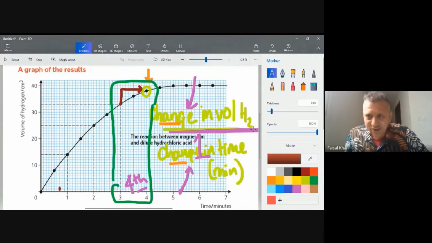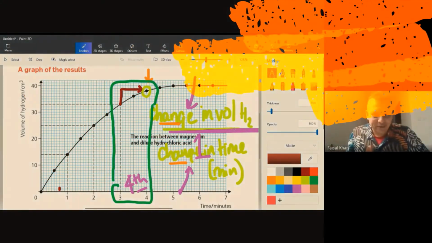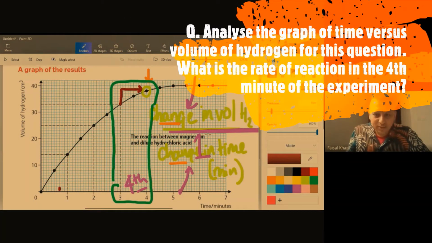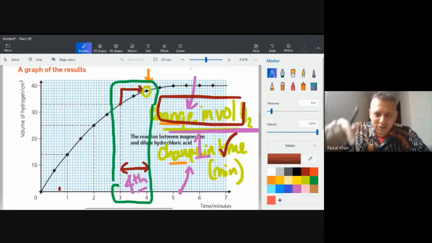The question, okay, I'll help you. The original question, look at the chat. The question is saying, what is the rate of reaction in the 4th minute of the experiment? We know that the change in time is 1 minute because that's how far apart the start and the end of this 4th minute is. So that is correct. Now what we need to do is figure out not just the change in volume of hydrogen, but the change in volume of hydrogen in that minute.